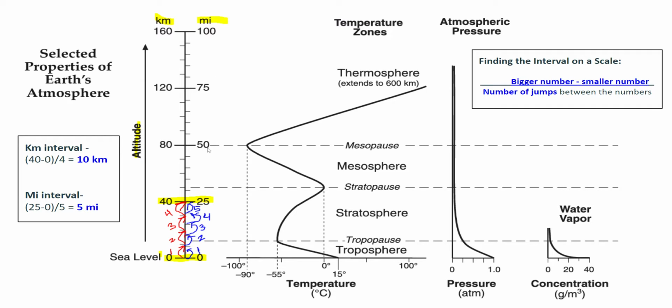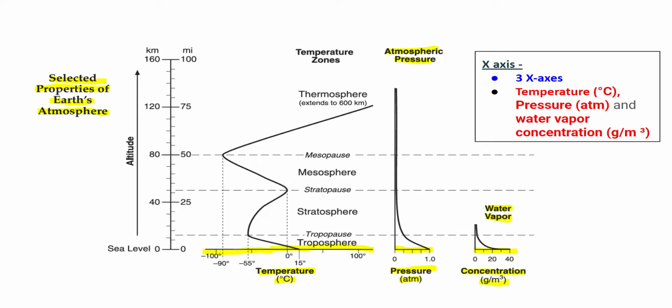Now, if I want to find the increment for miles, how much each is going up by in the mile scale, I'm going to do the same thing. I'm going to pick two numbers. In this case, I'm picking 25 and 0. I'm going to do the bigger number minus the smaller number, 25 minus 0, divided by the number of jumps. So 1, 2, 3, 4, 5 jumps from 0 to 25. So I'm going to divide that by 5. That gives me 5 miles, meaning each increment is going up by 5. So this would be 0, 5, 10, 15, 20, 25, 30, 35, 40, 45, 50, and so on. So this is a method you can use to figure out the increments of any scale that is given to you.